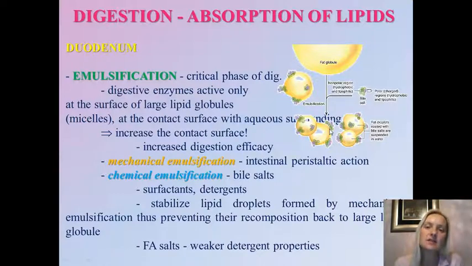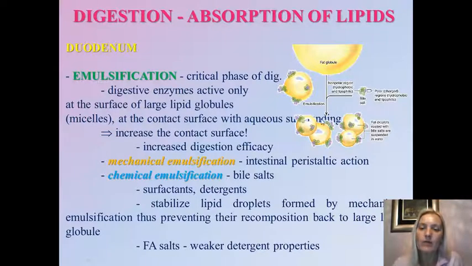Because bile salts are surfactants and they exhibit certain detergent activity. So the role of bile salts attached to those small lipid droplets is to stabilize those droplets formed by mechanical emulsification, thus preventing the recomposition back into the large lipid globule.